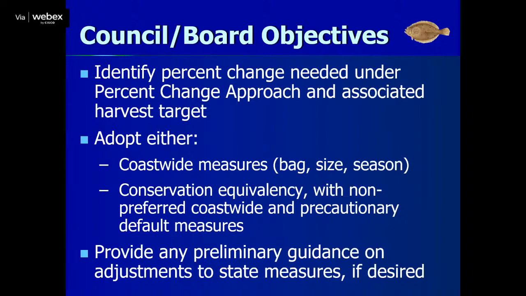So the objectives for the council and board today are to identify the percent change in harvest that is needed under the percent change approach and the associated harvest target for summer flounder. For summer flounder, we still have the option for the council and board to identify either a set of coastwide measures that would be an identical bag size and season in all state and federal waters, or adopt conservation equivalency, which has been in place for a number of years, that includes harvest that is constrained by state or regional measures with non-preferred coastwide measures and precautionary default measures associated with that. And I'll get into that later in the presentation.